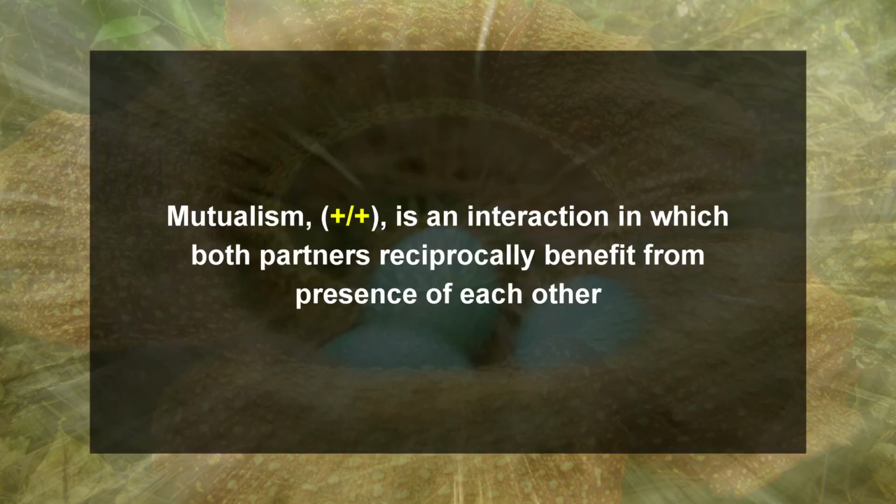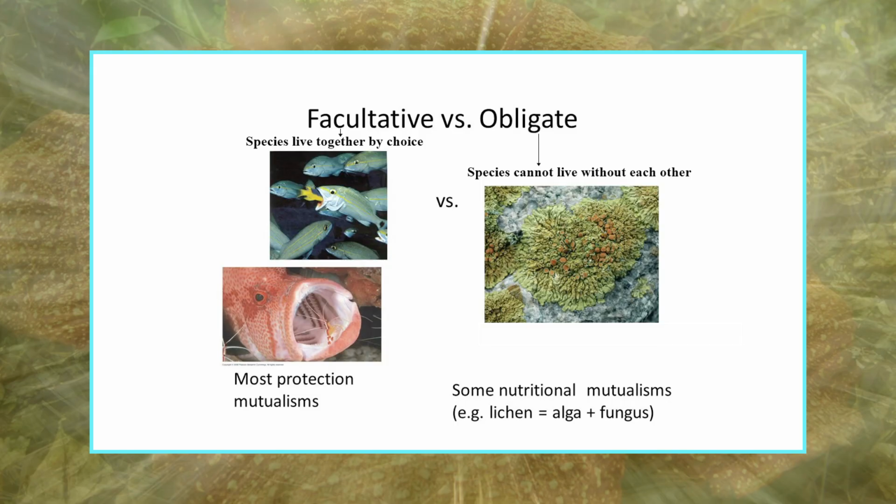Mutualism, represented as positive-positive, is an interaction in which both partners reciprocally benefit from the presence of each other. Mutualism can be defined by many factors. Depending on the degree of association between the species, the mutualism may be symbiotic or asymbiotic. Depending on the degree to which the interaction is necessary for the survival of each species, it may be obligatory or facultative. This relationship may be further defined on the type of benefits that are drawn from such an association, for example, protection, dispersal, etc.